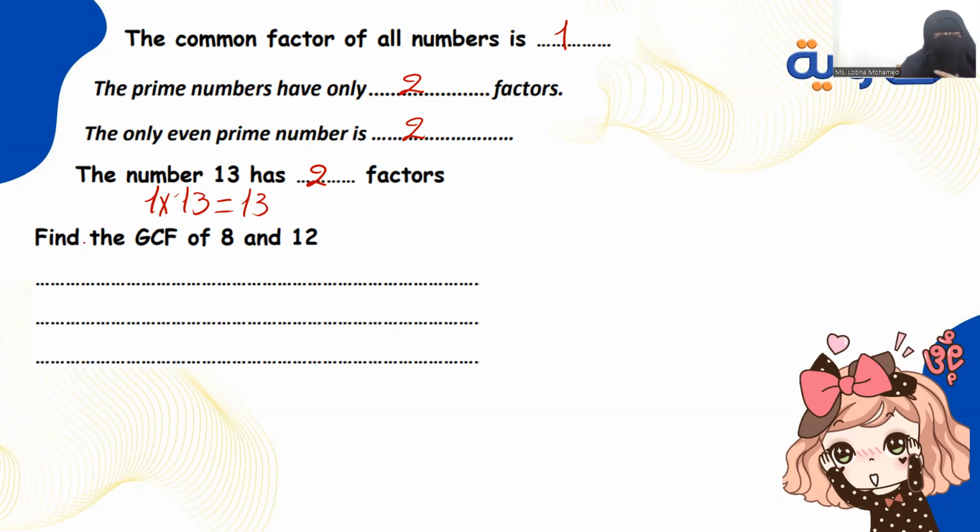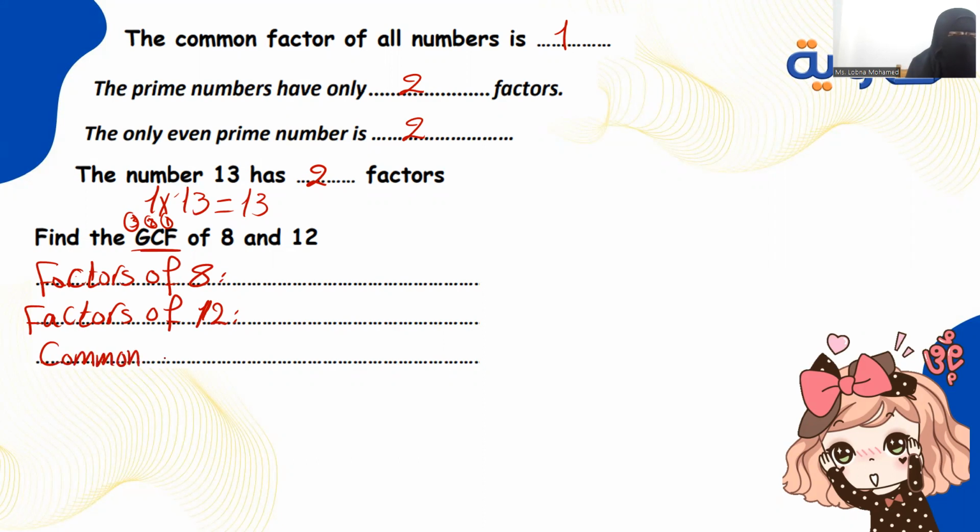Okay. In the next question, it asks you to get the greatest common factor, GCF. It's the greatest common factor of 8 and 12. How can we solve this one? At first, we can get the factors for both numbers. The factors of 8, and we can also get the factors of the other number, which is 12. And after this, we get the common factors.